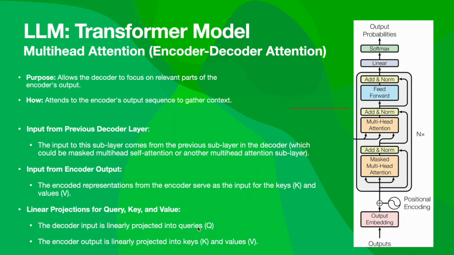Suppose you have something like "I love AI", and then you are going to translate it into another language. For the encoder, you are going to have a representation of "I love AI".